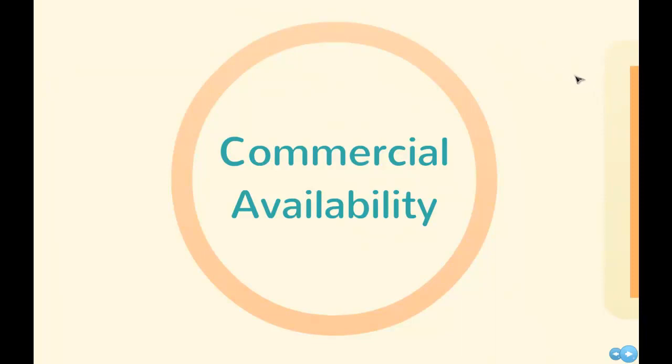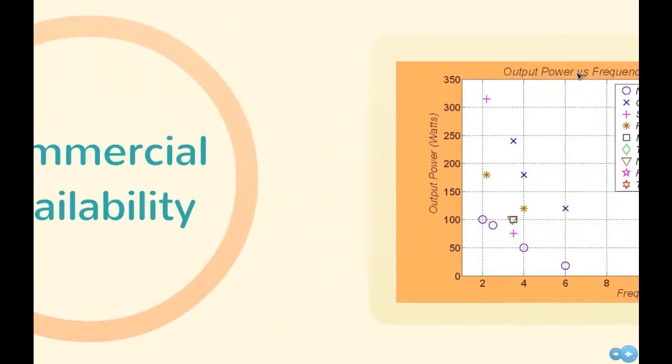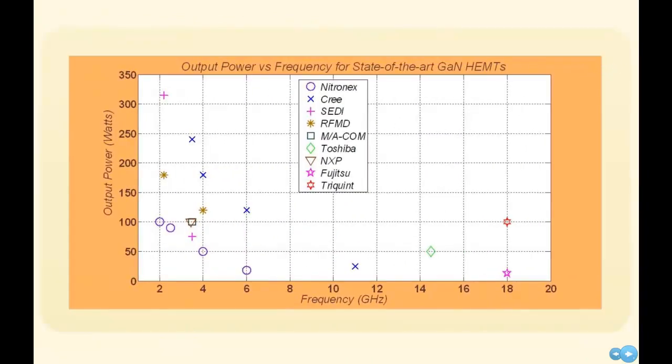So let's talk a little bit now about the commercial availability of gallium nitride transistors. They've been around for quite a few years now. I started working on them back in 2006, and I've seen an incredible amount of progress. In the last few years, I've seen considerable improvements in the frequency capabilities of these devices, in the output power they can produce. And there have also been new companies joining in and putting devices out into this market.